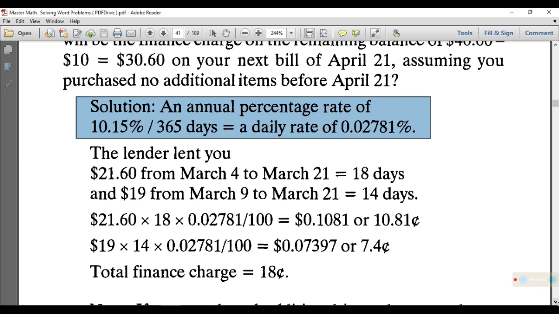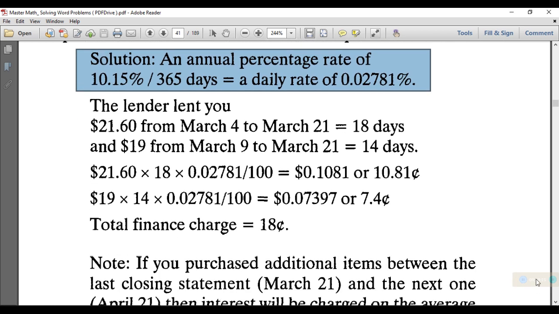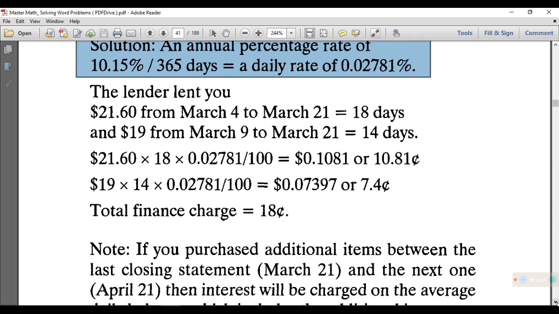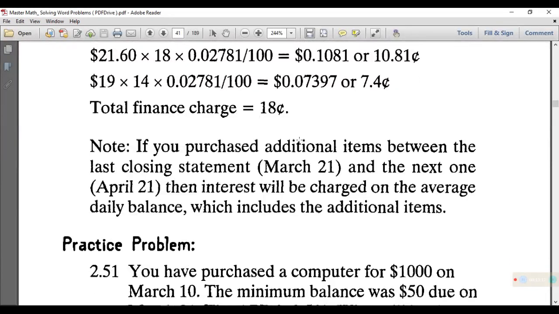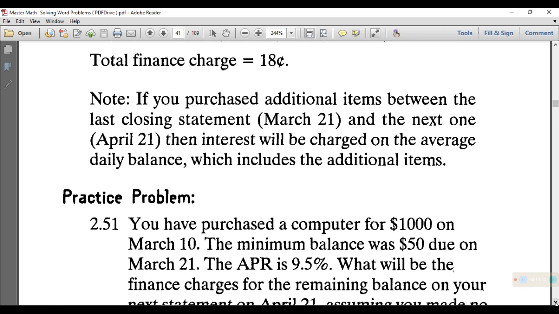0.07397 or 18 cents. Note, if you purchased additional items between the last closing statement, yung March 21, and the next one, April 21, then interest will be charged on the average daily balance, which includes the additional items, kung gumastos ka pa ulit.